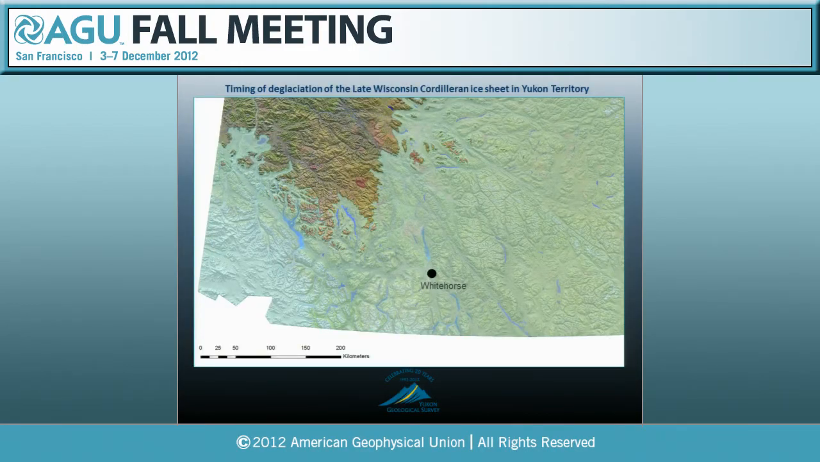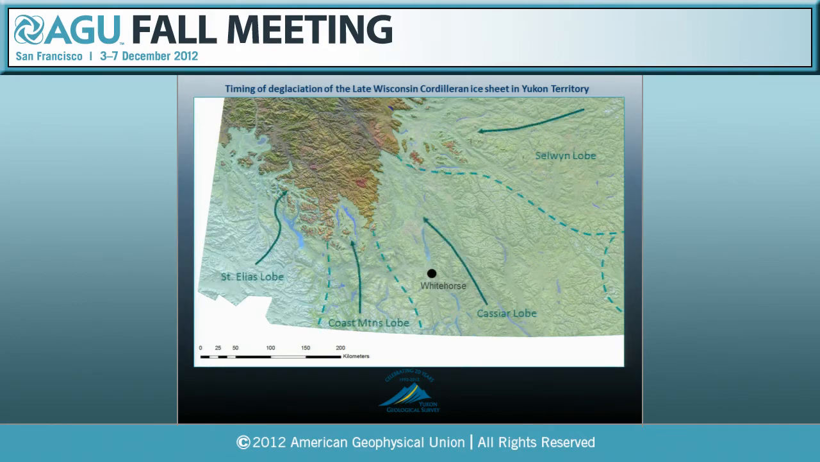This is southwest Yukon, and Whitehorse is the capital city. That's the distribution of ice during the LGM. Just to provide a little more background on how the ice sheet is configured, it is composed of different accumulation zones that fed different lobes of the ice sheet: the St. Elias lobe, the Coast Mountains lobe, the Cassiar lobe, and the Selwyn lobe. Over time, these accumulation zones grew and eventually formed a single carapace of ice across the southern part of the territory.